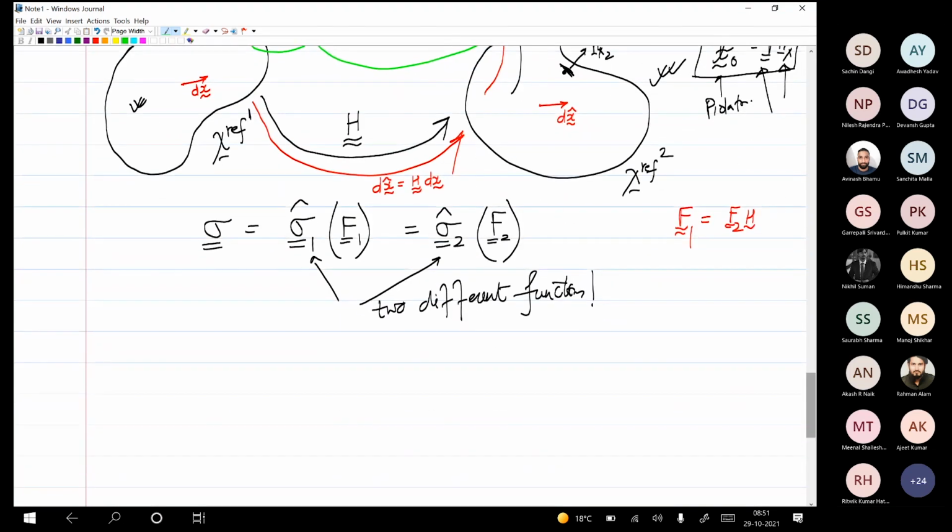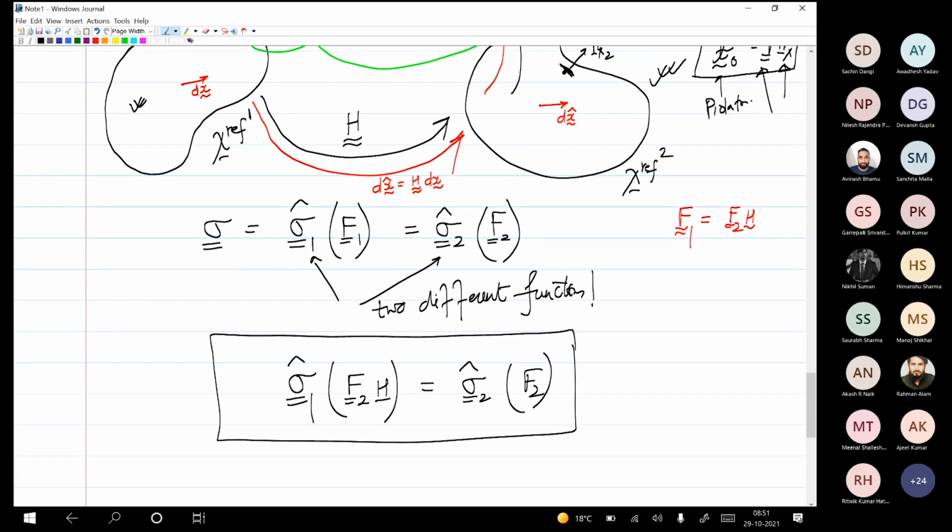Right? So therefore, you can rewrite this as sigma 1 hat of F2 times H is the same as sigma 2 hat of F2, right? So you see, this is going to hold for any deformation. We haven't yet come to what is called material symmetry. We haven't yet used that. This is something which is like a truth. It's going to hold always.